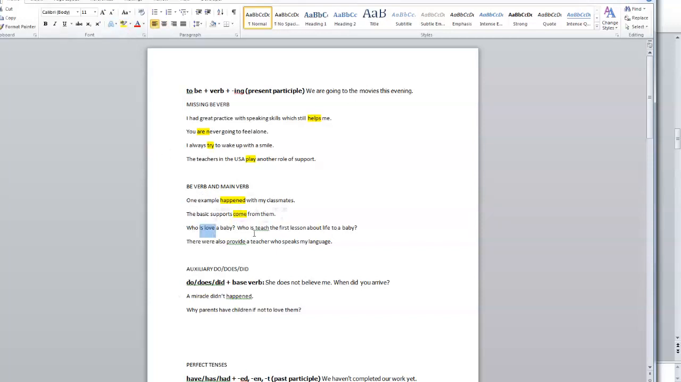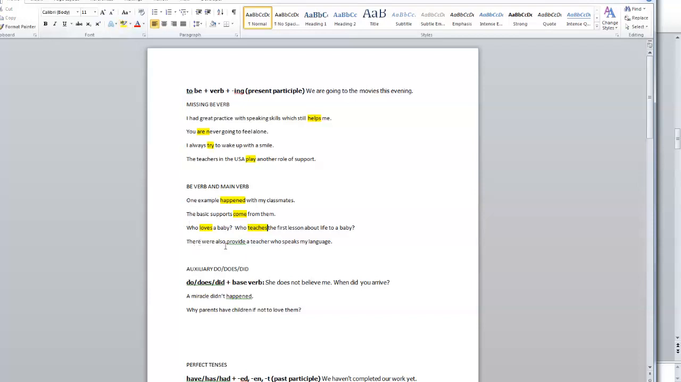Who is love a baby? Who is teach the first lesson about life to a baby? Okay, these verbs are incorrectly formed. Okay, we never have a be verb like is and a main verb like love with no ending. So again, we could say who is loving a baby, but it's much better here to use the simple present. Okay, who loves a baby? And who teaches the first lesson about life to a baby?